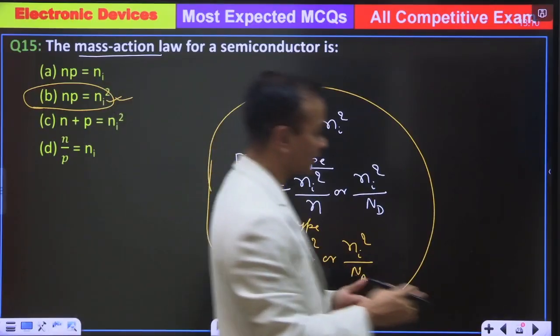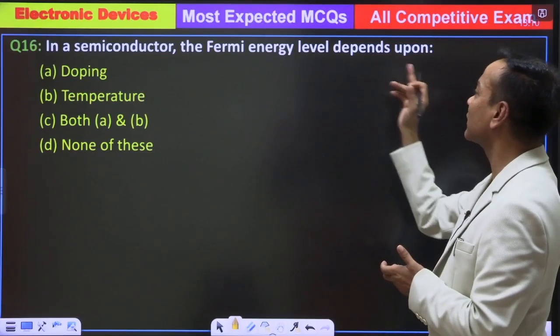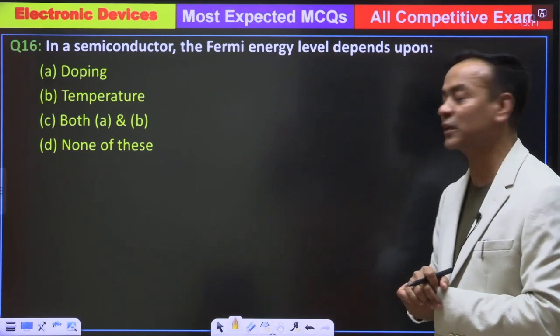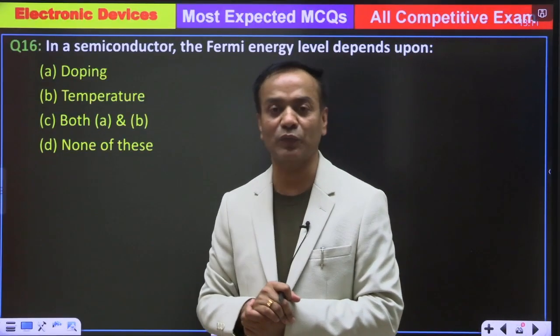Now we'll move to the next. So next is, in a semiconductor, the Fermi energy level depends upon: option A, doping; option B, temperature; option C, both A and B; option D, none of these.